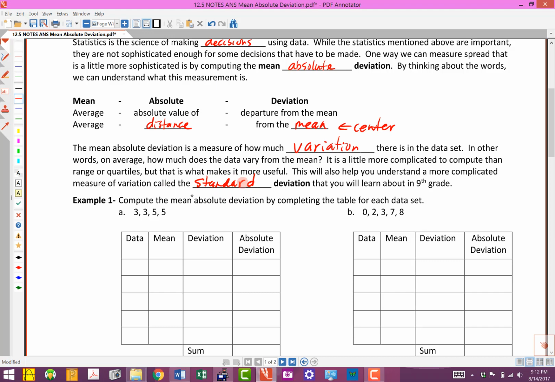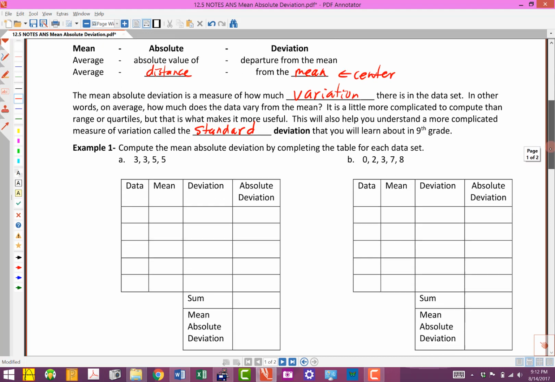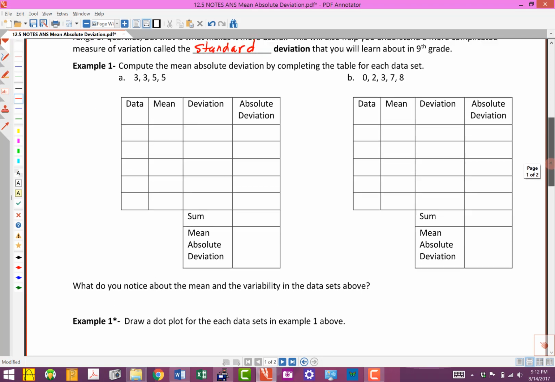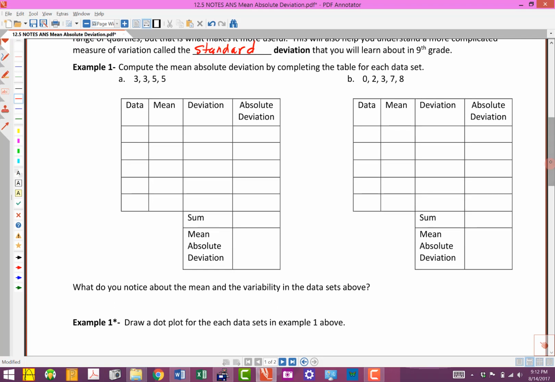When they use the word standard, that's a really typical thing to do, is find the standard deviation. If you end up taking more statistics, standard deviation is really important. So we're going to run through some relatively small data sets, and I'm going to show you how to find the mean absolute deviation. I've already got a table set up, so here's what we're going to do.